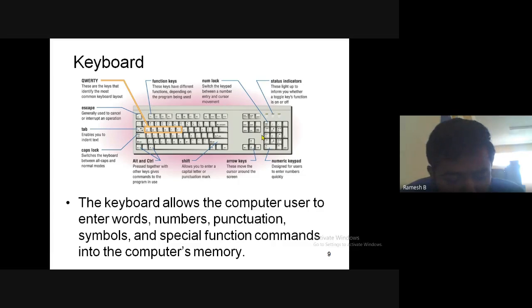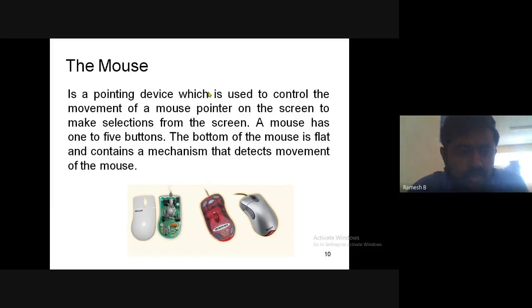Similarly, we may be having the Windows key. The Windows key directly opens Windows as a shortcut. It varies from keyboard to keyboard. Similarly, when it comes to the mouse, it's also an input device. It acts like a pointer, and it moves the cursor on the screen.